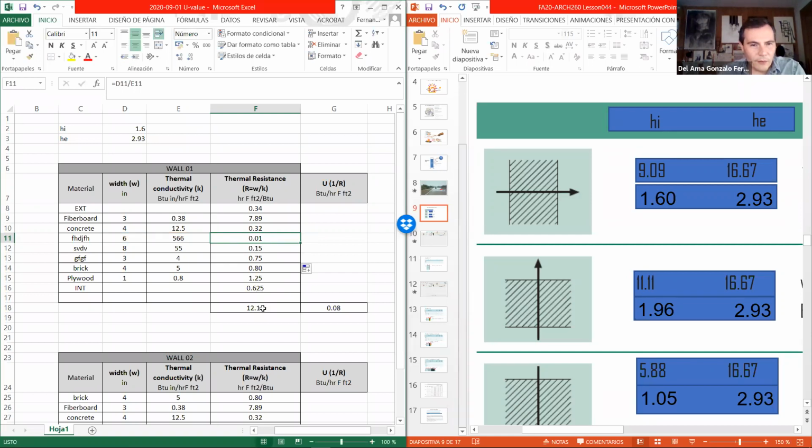And what about this? If you double click here, you see that it has added up all these figures, and this is 12.14. And this is what I told you, that you have to calculate the thermal transmittance as the inverse of the total. We don't calculate thermal transmittances here of each layer. We calculate the total one. But we do have these two layers into account that we didn't have last time.